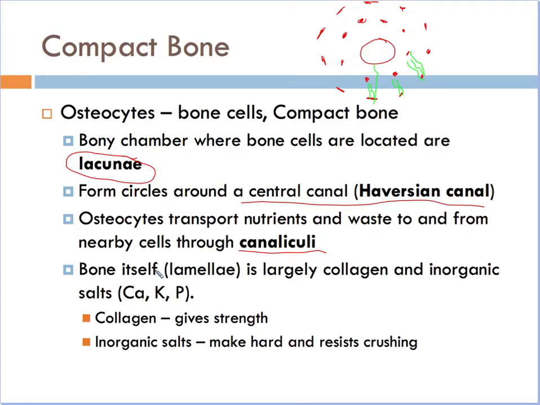The bone itself, the lamellae, is one I didn't label in that last picture, but I'm going to show it to you. All the white stuff on the outside here, this space here that doesn't have anything in it, this is called lamellae. So all of that is lamellae. That's the actual bone. That's what we see as bone. It's composed largely of collagen and inorganic salts such as calcium, potassium, and phosphorus. The collagen gives it strength. The inorganic salts make it hard and resist crushing. So a little bit more of strength. But that's the purpose of your lamellae.